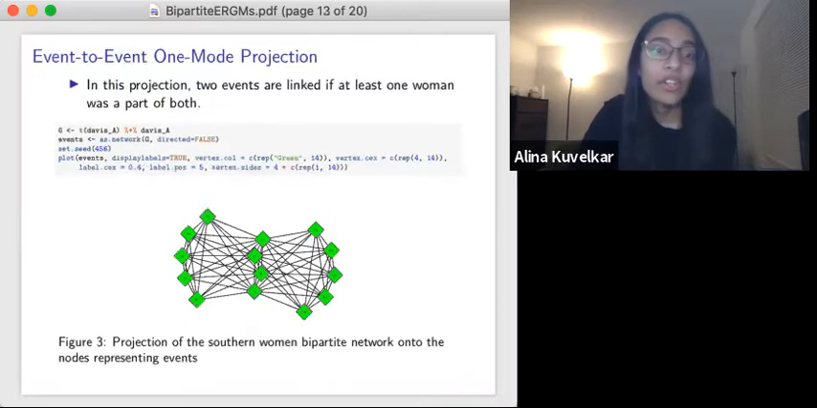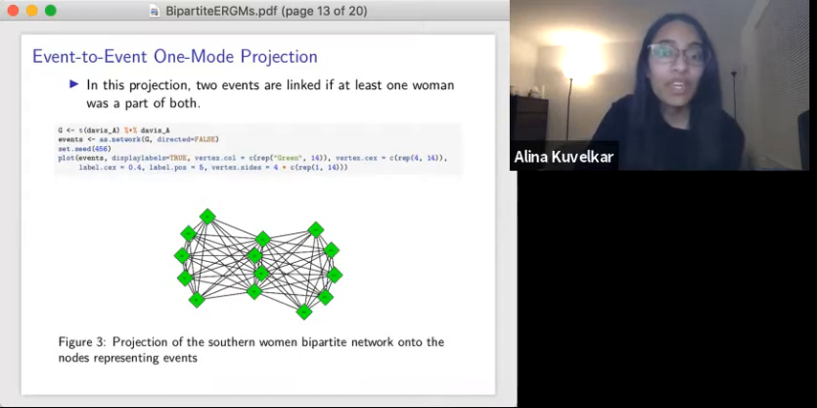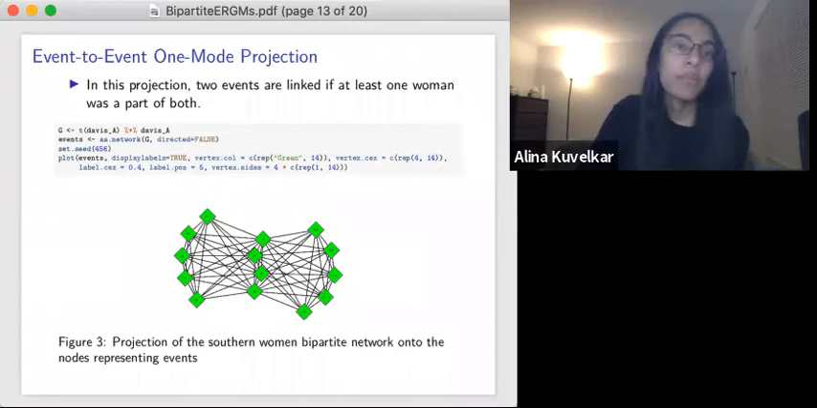Now we can also consider it for the event-to-event one-mode projection. Here, this network contains 14 nodes. Each node is one of the events, where an edge exists if the 2 events had at least one common woman who attended both.